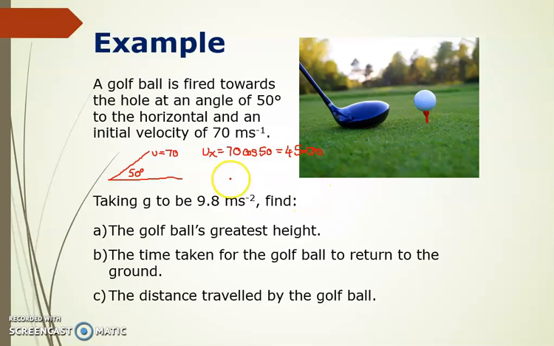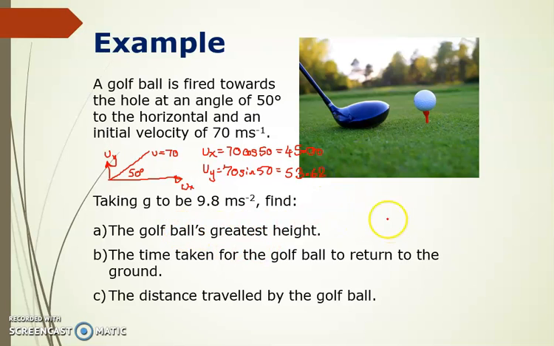And the other one I want is uy, up and down. So this is my ux going sideways, and what I'm doing now is my uy going upwards. My initial velocity in the upward direction is 70 sine 50. Make sure you're in degrees, please. Press shift and set up, which is above the menu button. And I get 53.62. So now I've got those.